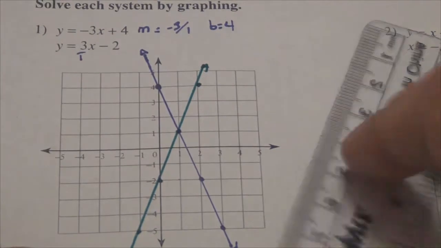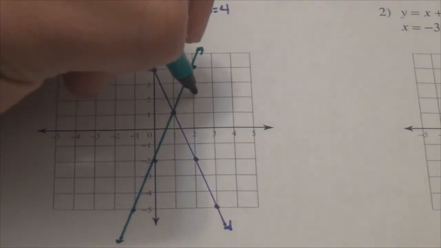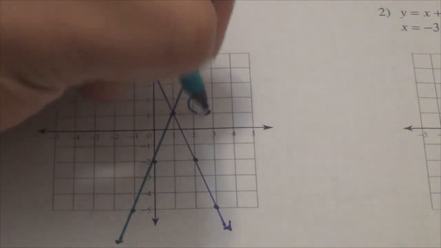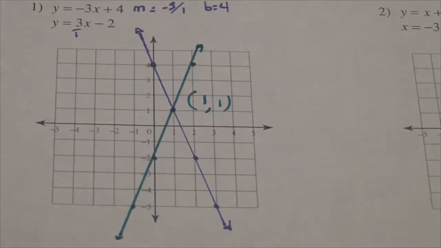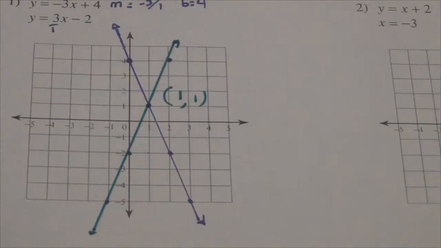And now the point where the lines intersect is your solution set. So your solution set for this one is going to be the point (1, 1). And that's basically how you graph a system of linear equations. Let's try another one for size.